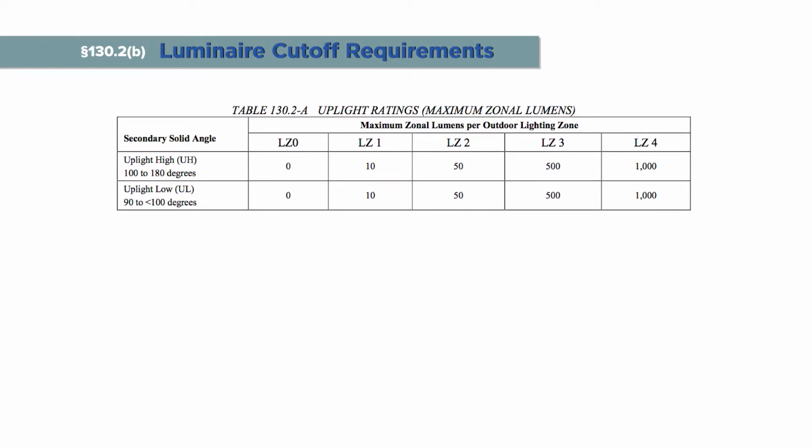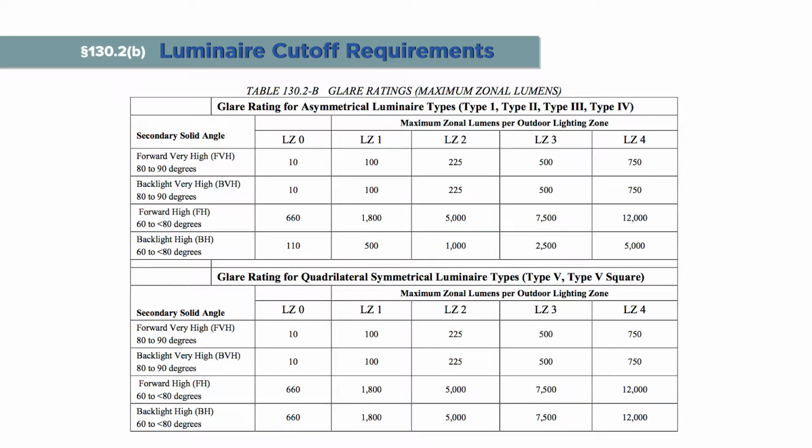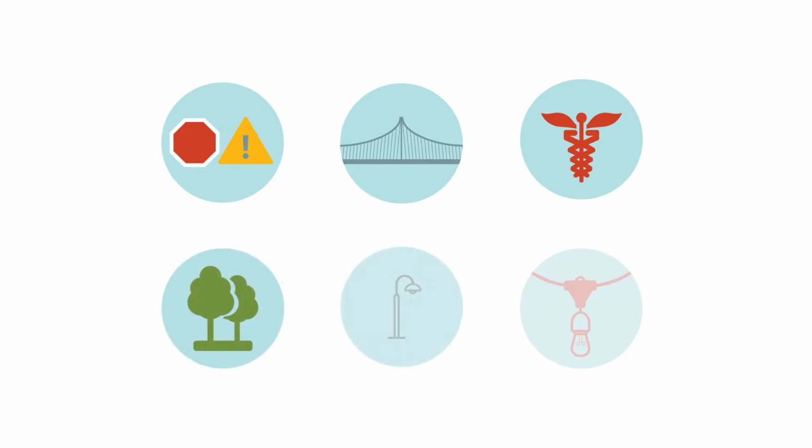Maximum zonal lumens for uplight must meet certain requirements contained in Table 130.2-A of the standards. Maximum zonal lumens for glare must comply with Table 130.2-B. There are exceptions to these luminaire cutoff requirements. The following types of lighting do not need to comply with these requirements: signs, lighting for building facades, public monuments, statues, and vertical surfaces of bridges, lighting not permitted by a health or life safety statute, ordinance, or regulation to be a cutoff luminaire, and temporary outdoor lighting.